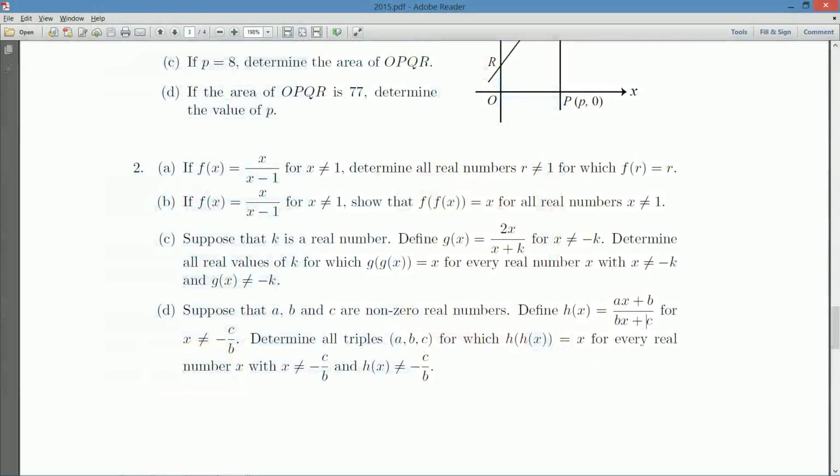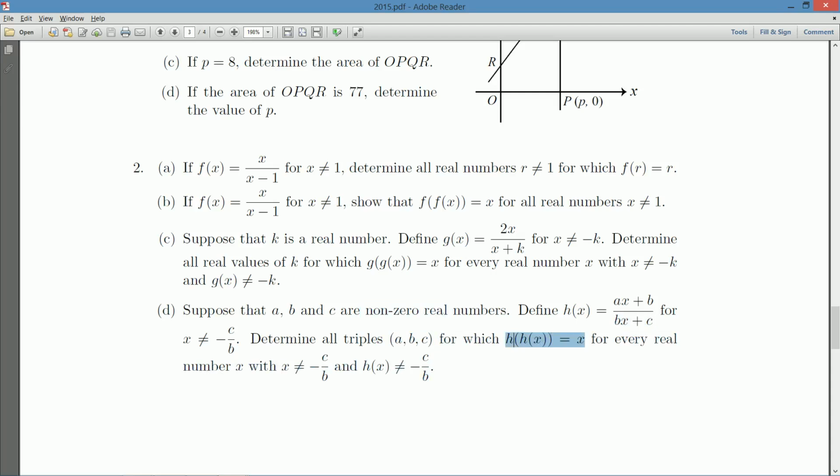Sometimes that's what happens. So, we've got a new function, h of x, (ax + b) over (bx + c). And this is defined anytime that x is not equal to negative c over b. Just make sure that the bottom isn't 0. Determine all triples a, b, and c, again, of non-zero real numbers, for which h of x is equal to x for every real number, basically except for these exceptions.